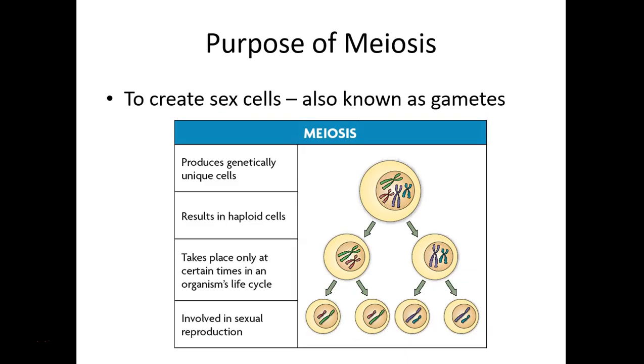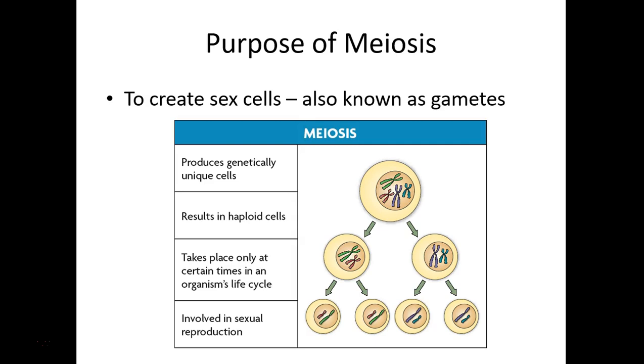Meiosis is used to produce sex cells or gametes. We end up with 4 genetically unique cells, so recall that all 4 of those cells are different because crossing over gives us a mixture, a recombination of the genes. Our cells are haploid, so we only have one set of each chromosome. It's involved in sexual reproduction.